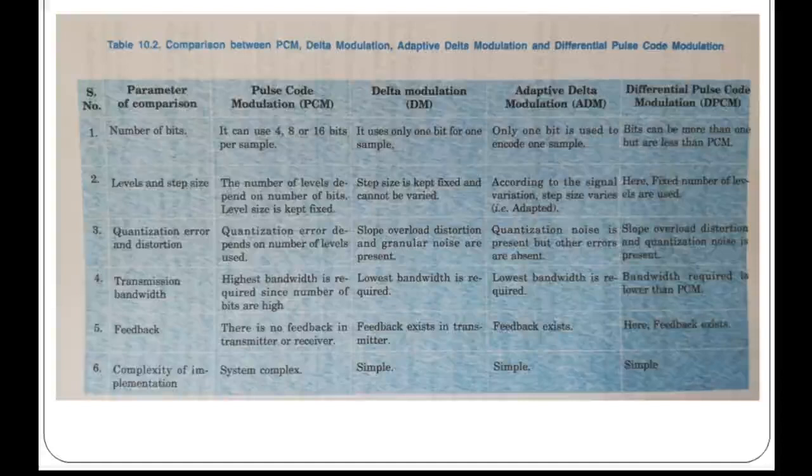The same thing will be there for adaptive delta modulation, and in differential pulse code modulation we have a predictor and a comparator, which is a different circuit. So the complexity of implementation is simple in delta modulation, adaptive delta modulation and DPCM, but somewhat complex in pulse code modulation. So these are the comparison of PCM, DM, ADM and DPCM.